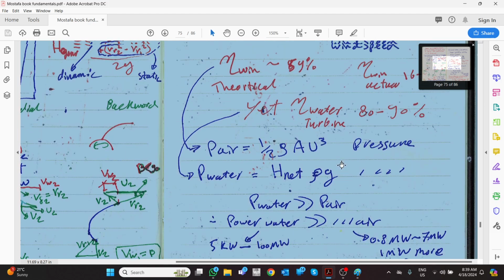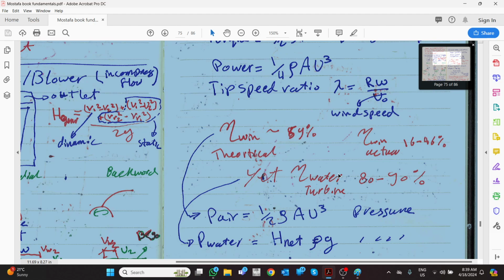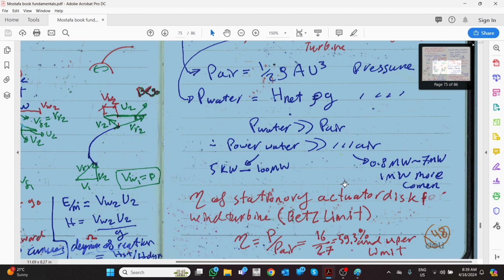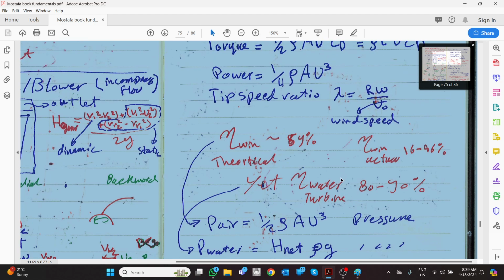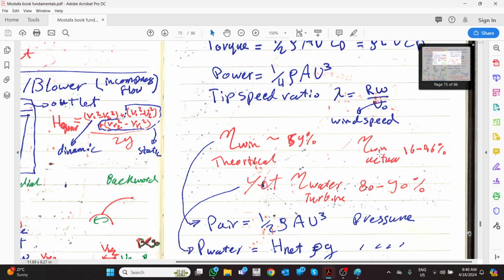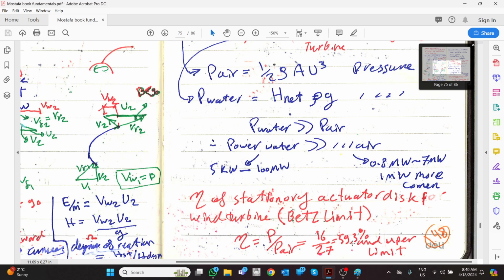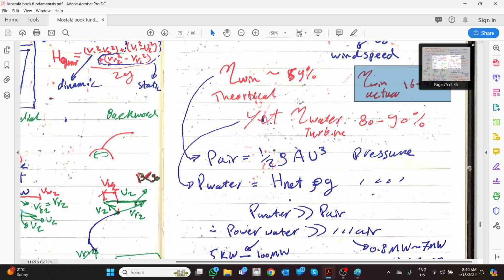We also need to understand the other parts. By the way, the actual efficiency of a wind turbine is between 16 and 46 percent. The theoretical maximum is 59.3.